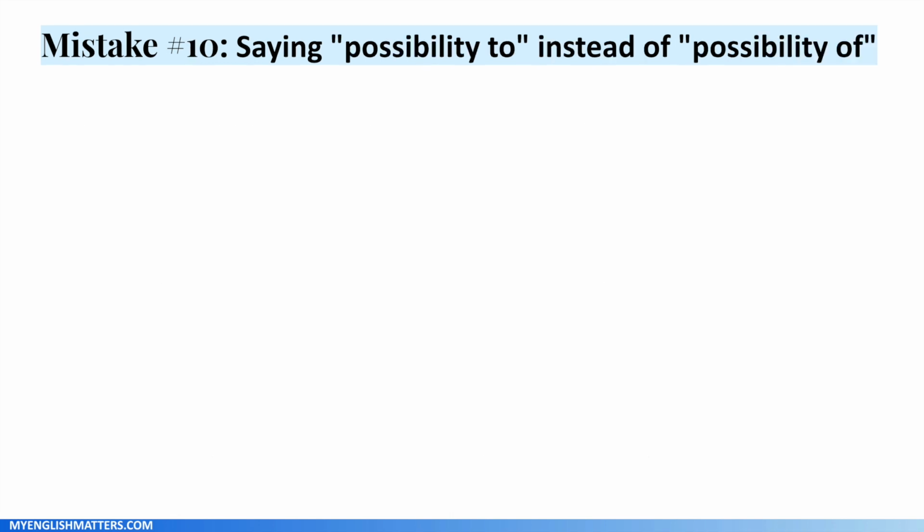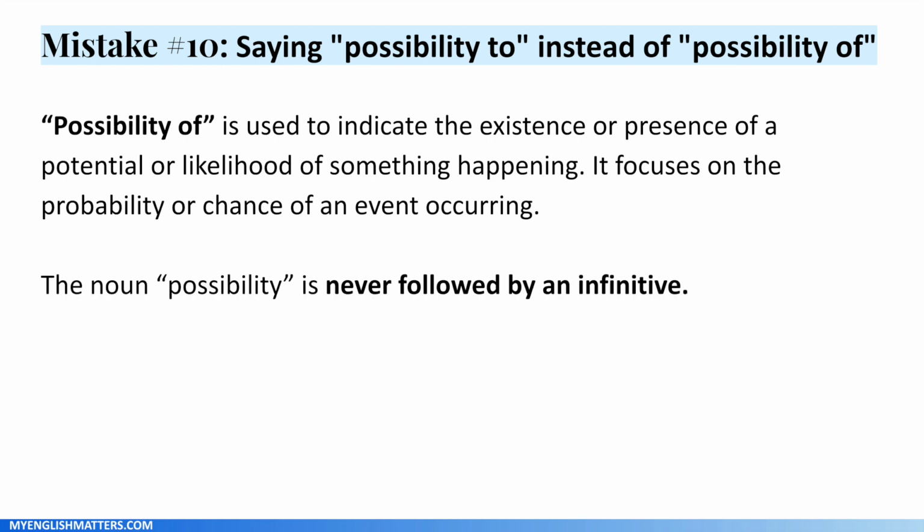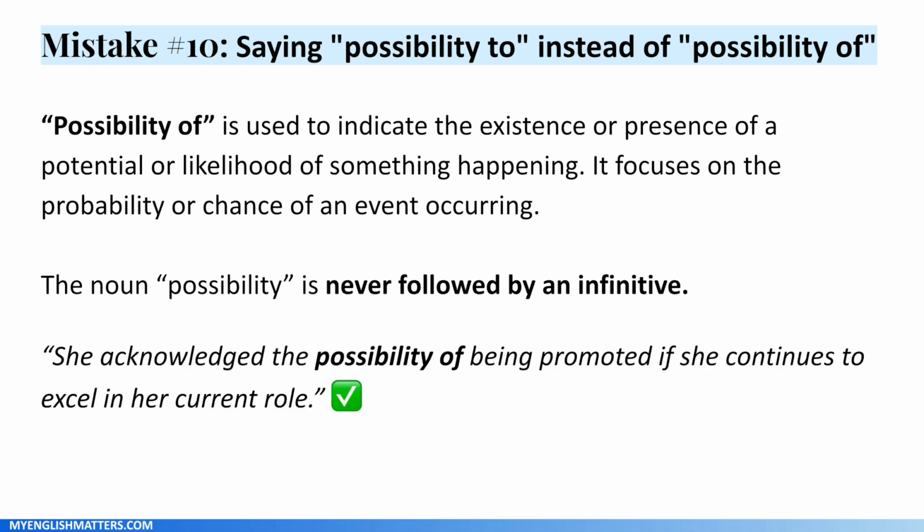Common mistake number 10, saying possibility to instead of possibility of. So the phrase possibility of is used to indicate the existence or presence of a potential or likelihood of something happening. It focuses on the probability or chance of an event occurring. The noun possibility is never followed by an infinitive. Remember that. For example, she acknowledged the possibility of being promoted if she continues to excel in her current role.